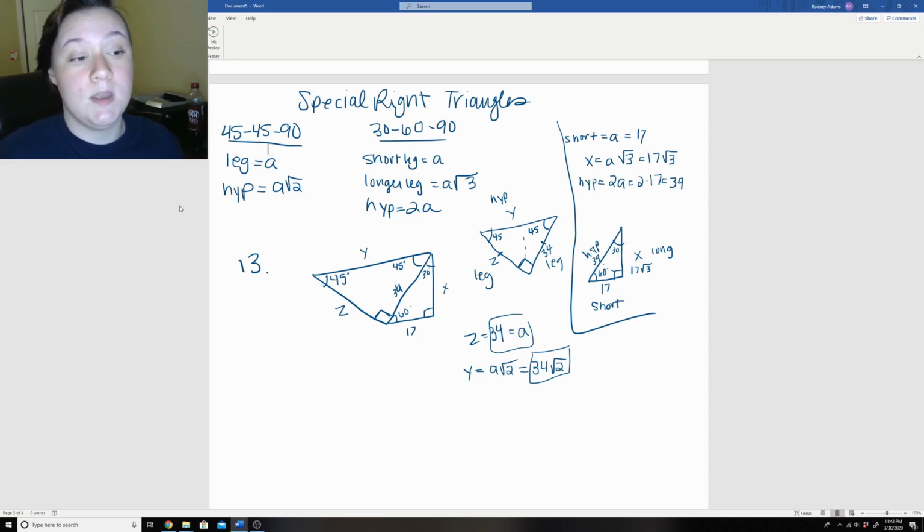When you have a problem like this, separate it into different triangles. So how I separated it into this 30, 60, 90 and the 45, 45, 90. Treat them as different triangles. Make sure you transfer the numbers that you solved for. So each leg or side that you have, transfer it to the other triangle, and then just solve like you usually would on the other problems.